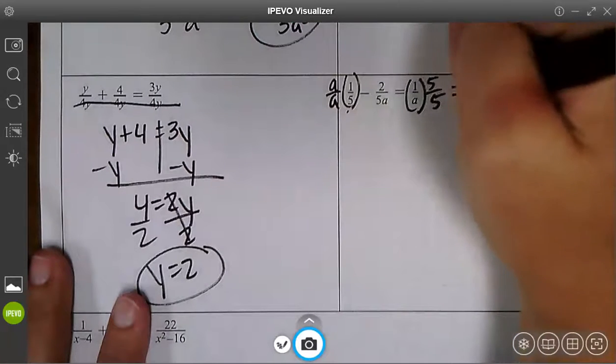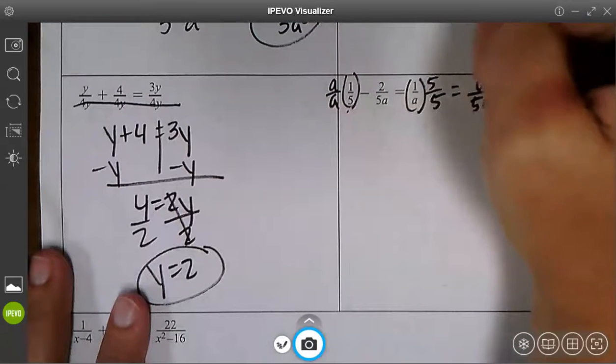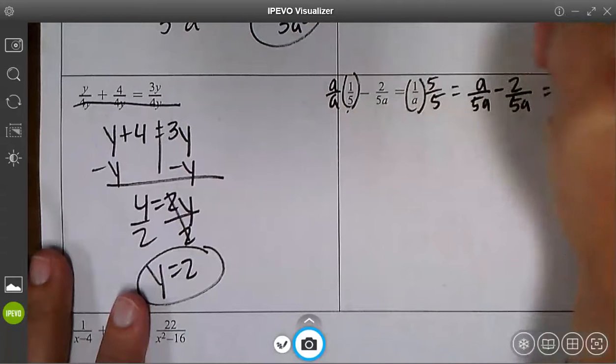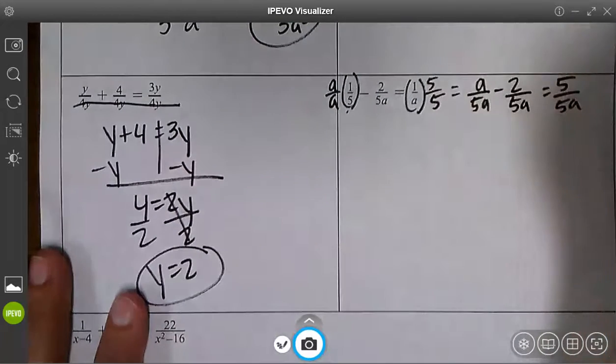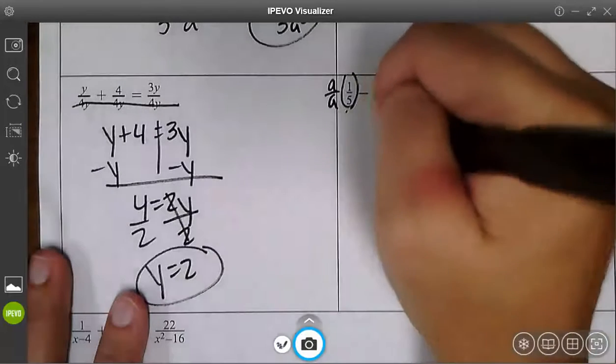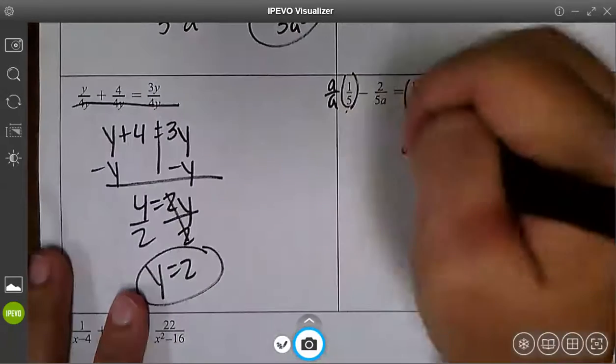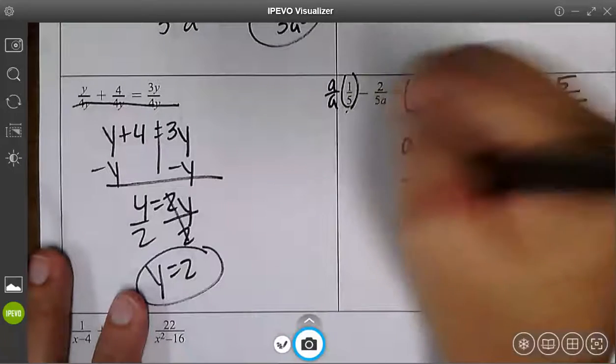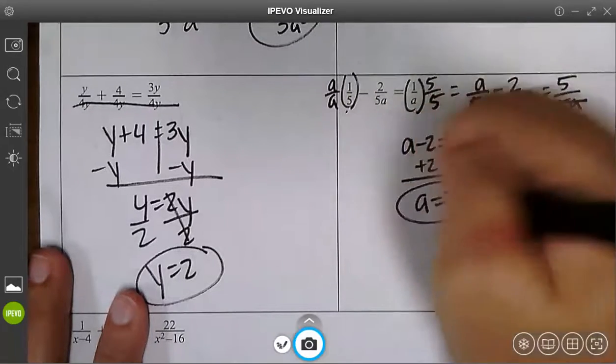So I have a over 5a minus 2 over 5a equals 5 over 5a. Now that my denominators are all the same, I cancel them out. I have a minus 2 equals 5. Add your 2 to both sides. A equals 7.